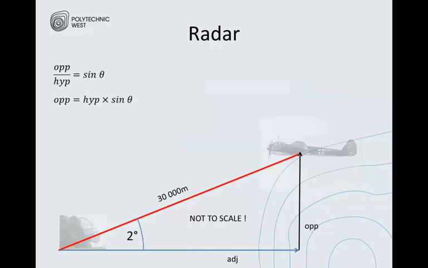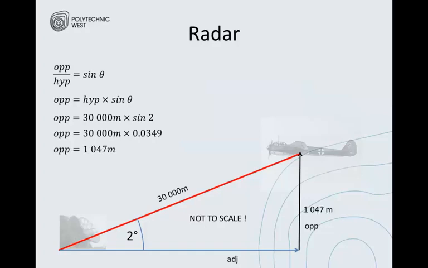So, rearranging that, opposite equals hypotenuse times sine of the angle, theta. Putting in the values, hypotenuse is 30,000 meters and the angle is 2 degrees. Looking up, the sine of 2 degrees gives me 0.0349. Multiply that by the hypotenuse and it gives me that the opposite is 1,047 meters. So the bomber is at an altitude of 1,047 meters.